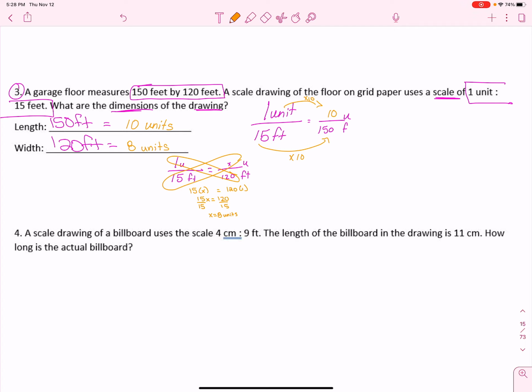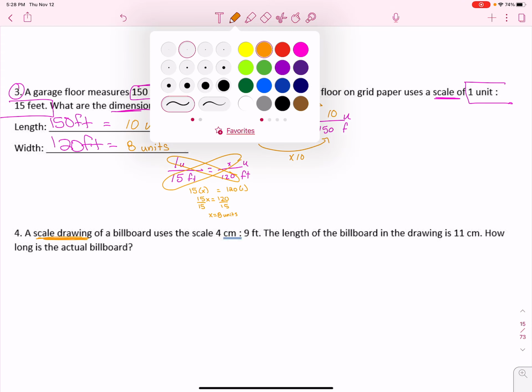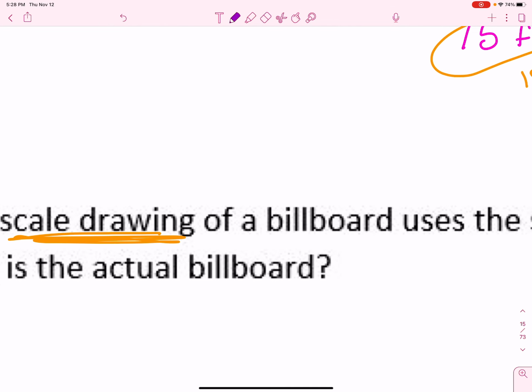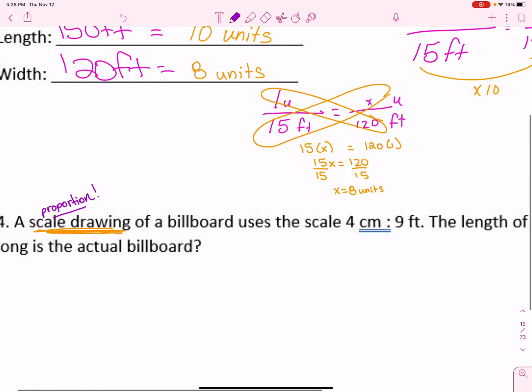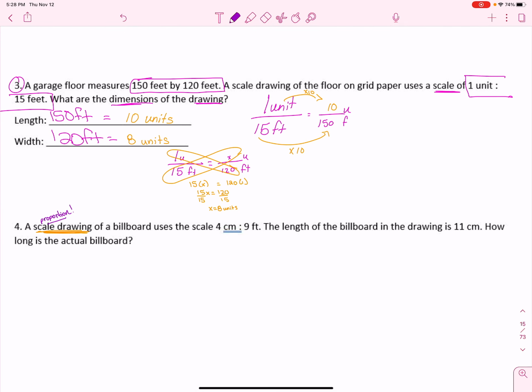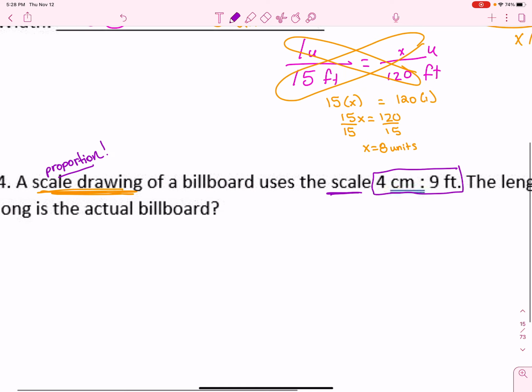Lastly, scale drawing. And anytime we see that word scale drawing, that is an automatic clue. Make a note to yourself. Anytime you see the word scale drawings, that should tell you you're going to make a proportion. Because it's not always going to be just scale drawings. So it uses the scale of 4 centimeters represents 9 feet. There's our primary ratio. So I'm going to write that down. 4 centimeters represents 9 feet. So my comparison has to go through the same thing, centimeters and feet.